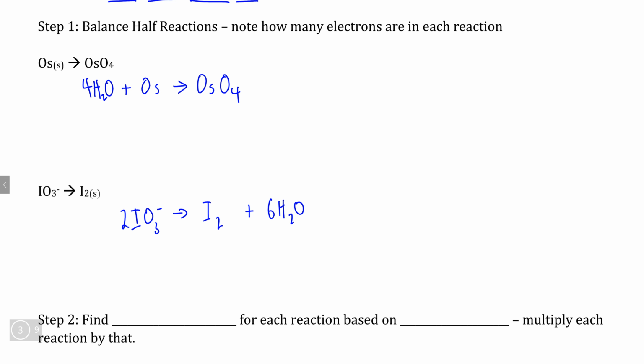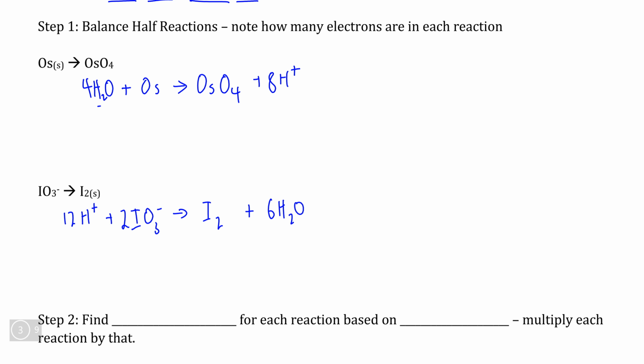Now, as a consequence of adding water to both sides, hydrogen has become imbalanced. So in our first half reaction, we have a total of 8 hydrogens, so we can add 8 H+ to the product side like so. And we have slightly more in the second half reaction. We have 12 hydrogen atoms in the products, meaning that we can add 12 H+ ions to the reactants like so.